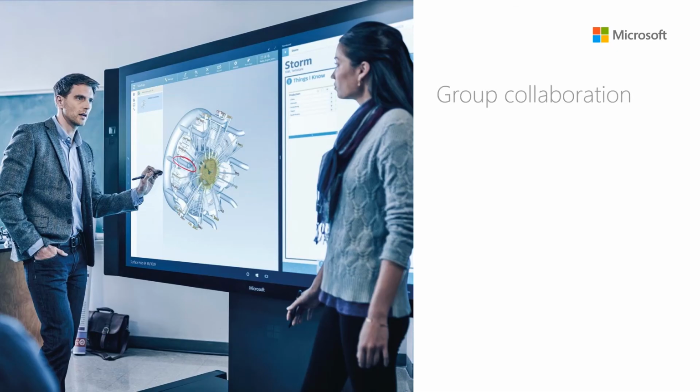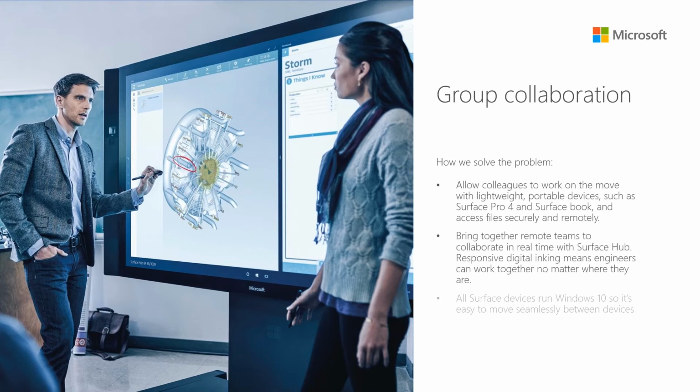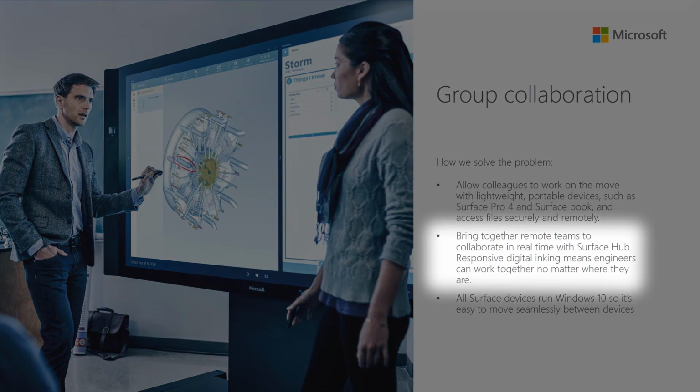Now, how we solve this problem is we propose Surface Hub, which is the 55-inch or 84-inch giant screen collaboration device, where you can put your engineering design, collaborate with two or three different colleagues at the same time, and concurrently open a remote session where your colleagues in a remote location can join the same session and collaborate with you on your design.